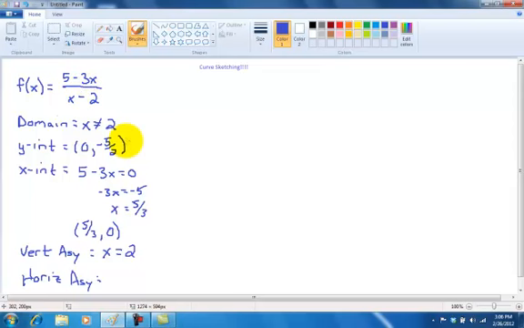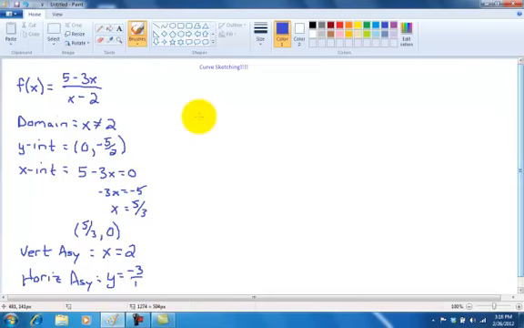So when we look at our problem here, we have x to the first power in the numerator and x to the first power in the denominator, so they're the same, so I take the ratio of the coefficients. The coefficient for the top is negative 3, the coefficient for the bottom is positive 1, so y equals negative 3 over 1. In other words, y equals negative 3.